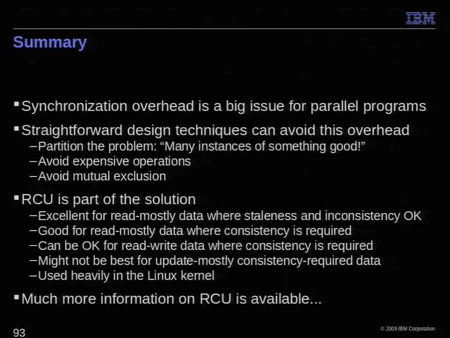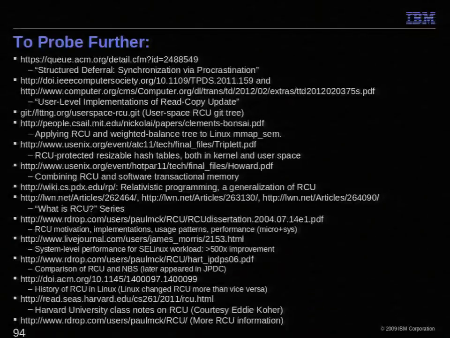So, summing up, synchronization overhead is a big issue for parallel programs. And we have some straightforward techniques to avoid this: partitioning the problem, avoiding inspection operations, and avoiding mutual exclusion. RCU is part of the solution. There are other things, hazard pointers, sequence locks, and so on. And it works really great where it's designed to work. It's good in other cases. But there comes a point where it decides it's had enough and somebody else takes over. There's a lot more information on RCU available. I'm not going to go through this, but the slides will be available somewhere, and there's a bunch of different things we've written at various times.